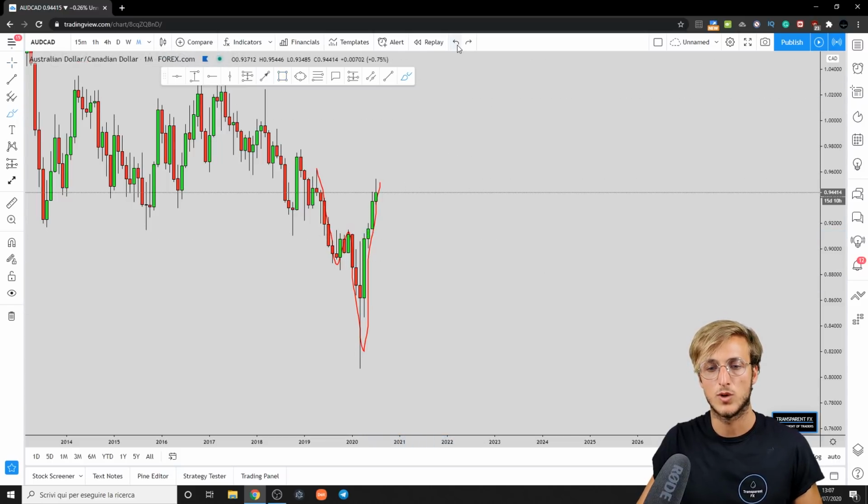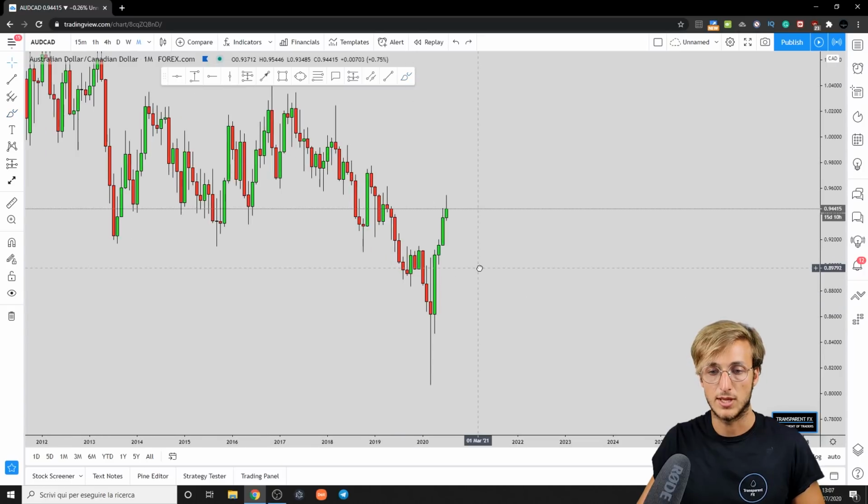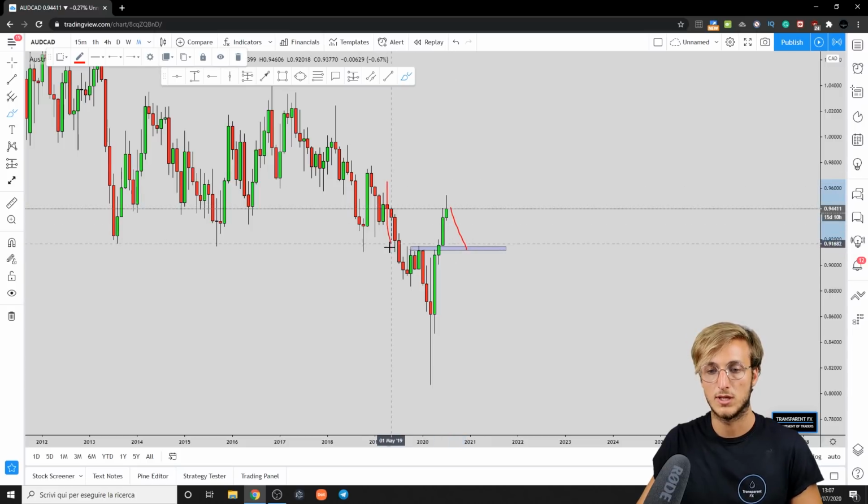So basically what we want to see on AUDCAD from a monthly perspective is to see the market make a move to the downside to complete this W formation at the neckline, aka the previous resistance, now turned support. So this is what we have on the monthly.